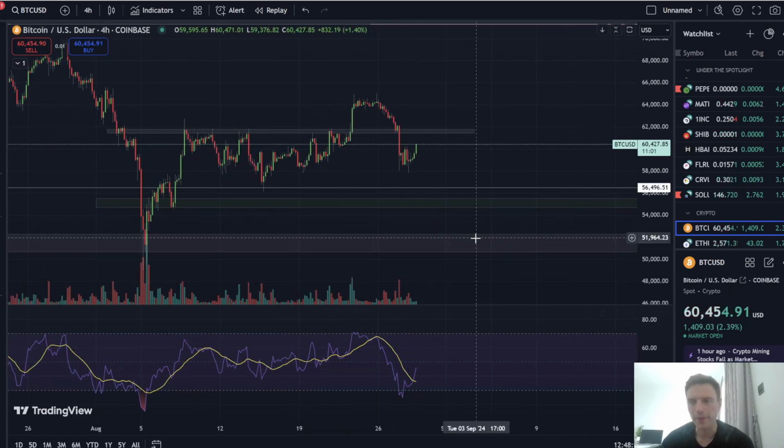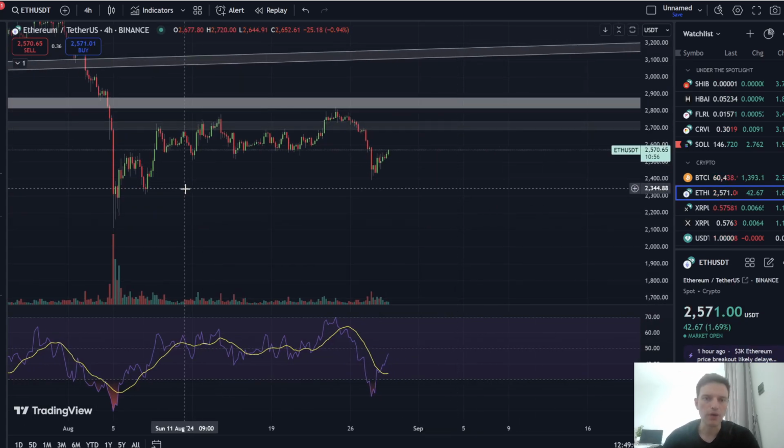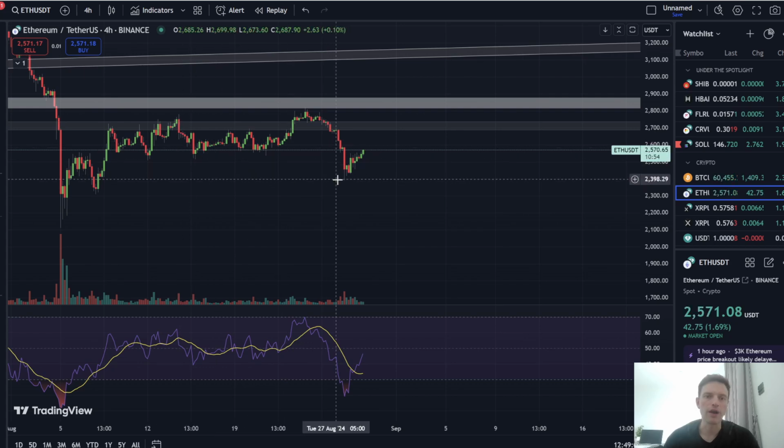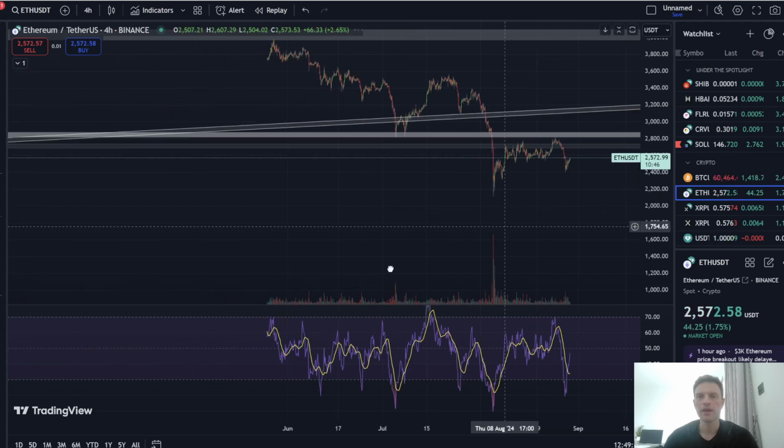Obviously on the 4 hourly now, Bitcoin is turning bullish. ETH is also something that I've been watching as well, looking pretty good on the 4 hourly. A nice little backtest into this open candle here. We did come down and test that, found some support there, and now we're looking to head on higher.